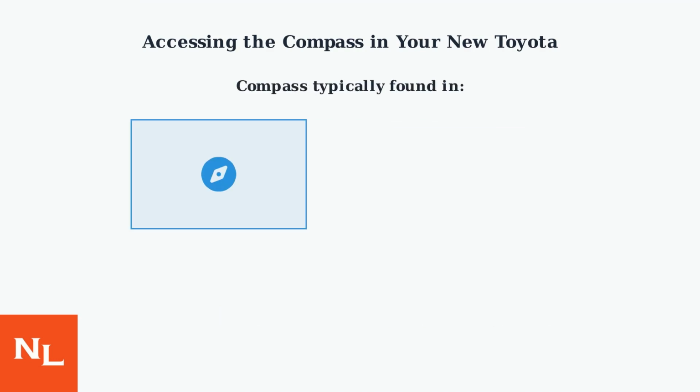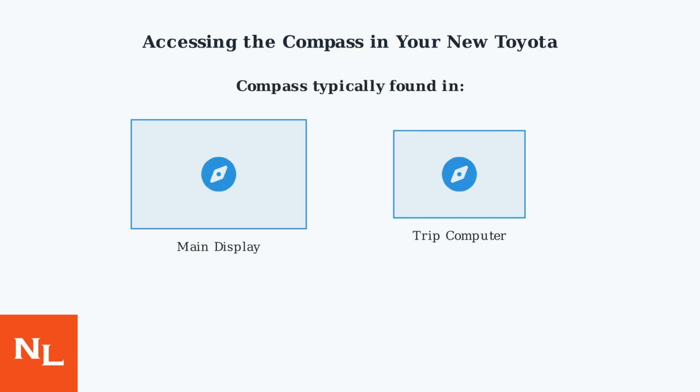The compass function is typically integrated alongside trip computer functions. In some Toyota models, directional information may be displayed directly on the main screen, while in others it's found within the vehicle information or trip computer menus.